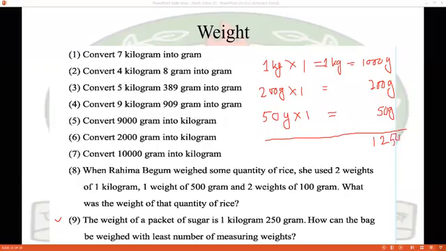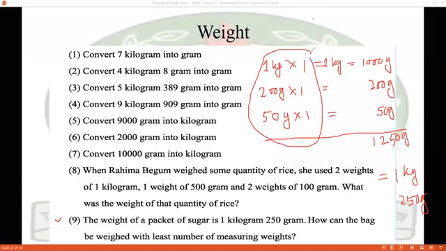When we convert it into kg, we can write 1 kg and 250 gram. So to take the weight of a packet of sugar of 1 kilogram 250 gram, we can choose the weights in this way.